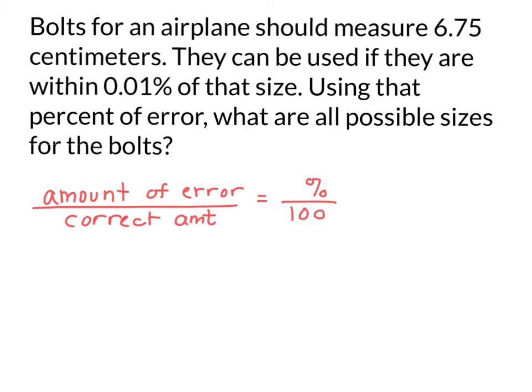Here's another example, a little more serious here. Let's say bolts for an airplane should measure 6.75 centimeters. They can be used if they are within 0.01% of that size. Using that percent of error, what are all possible sizes for the bolts?